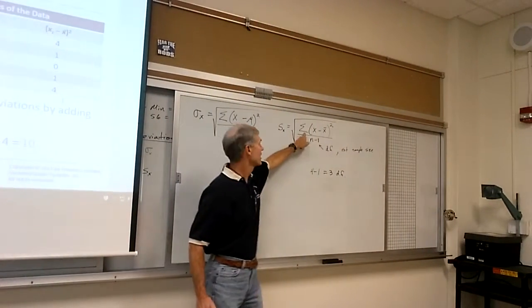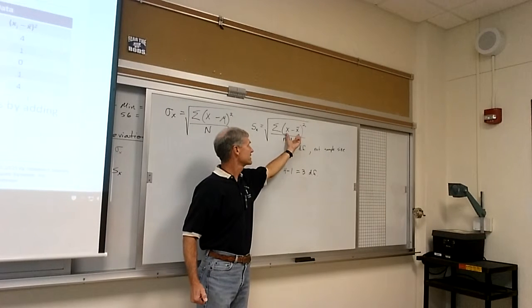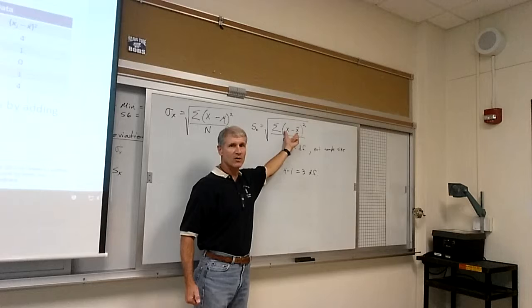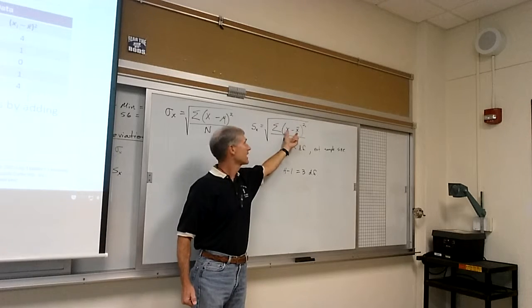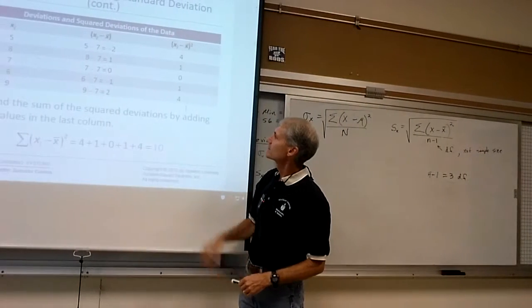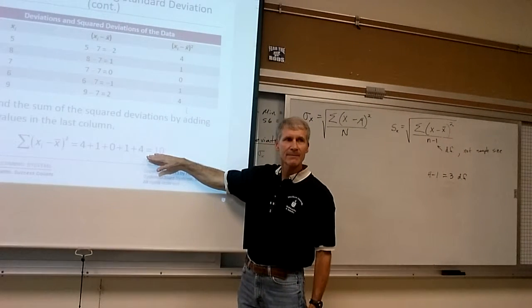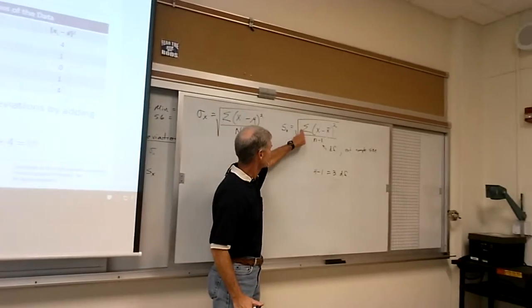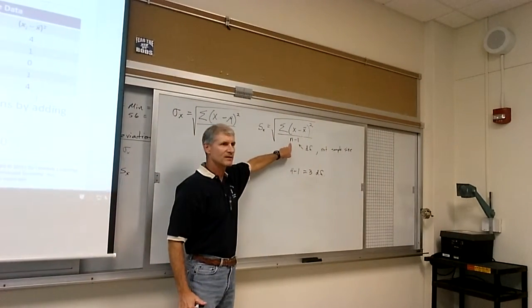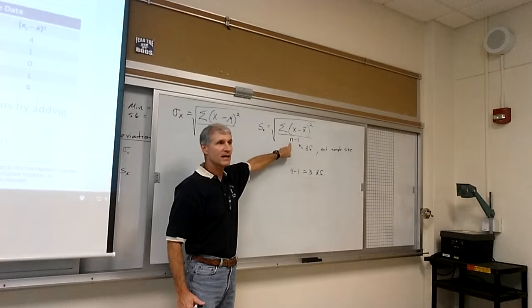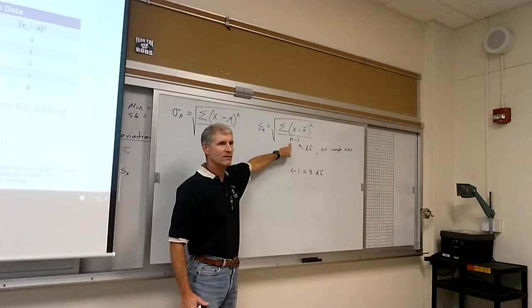Sum them up. So I have a column that is each x minus x bar quantity squared. Now I'm going to sum them up. So sum this column. What do they add up to? 10. Okay, we're almost done. 10 divided by, what would this be? How many data values do we have? 5. So n minus 1 is 4.